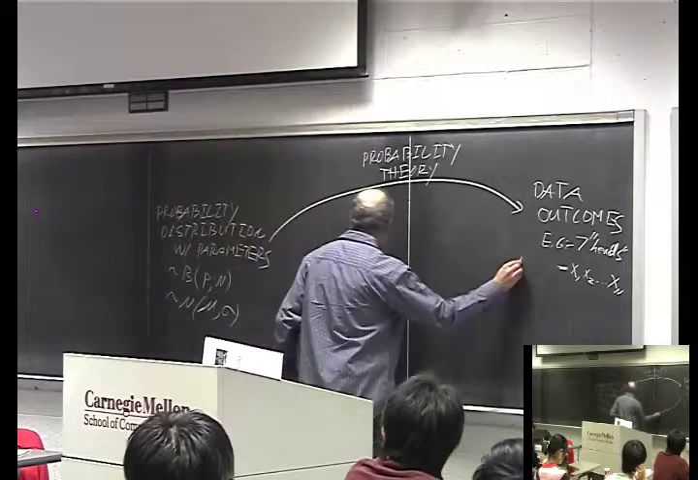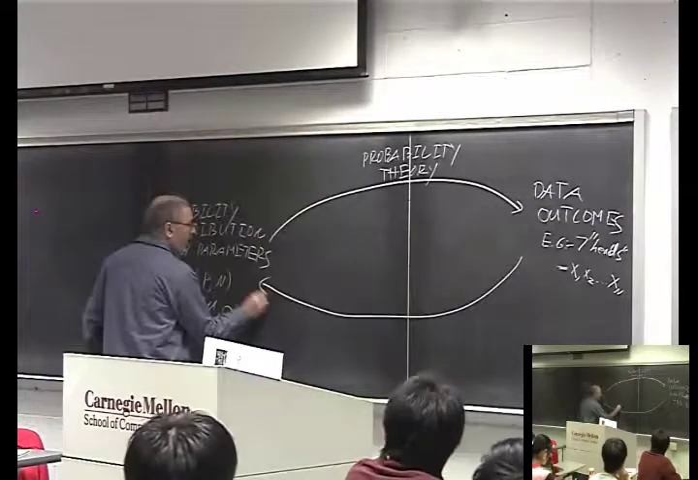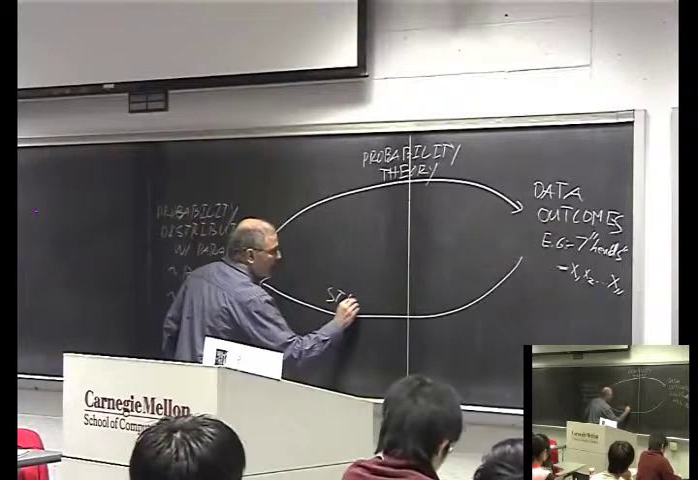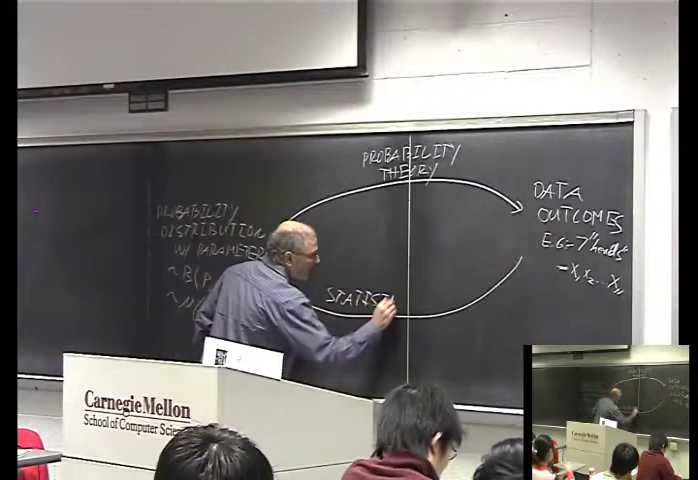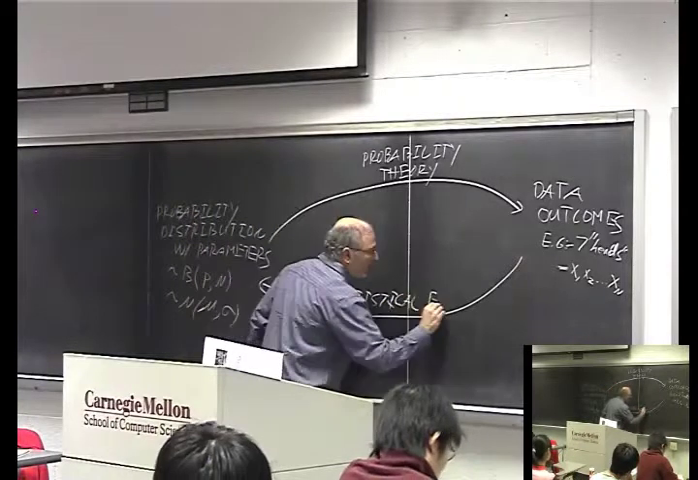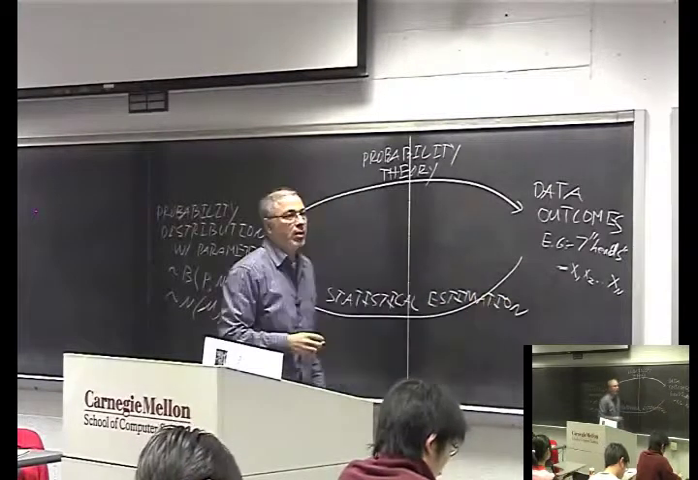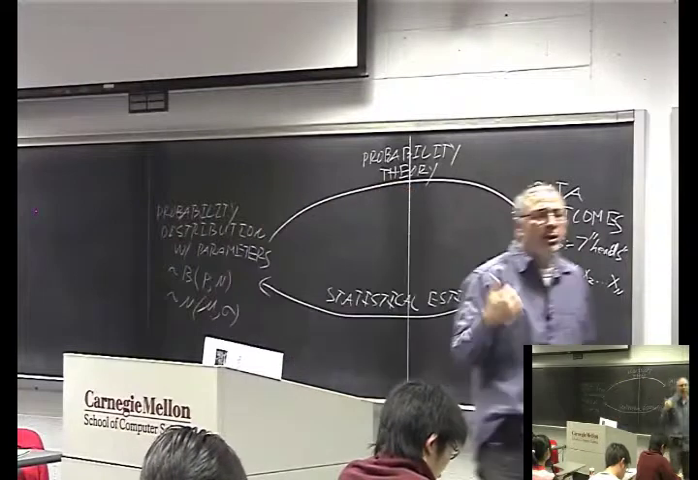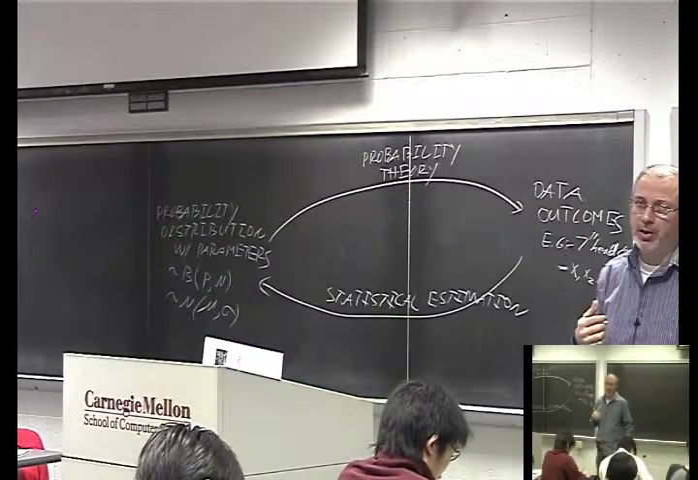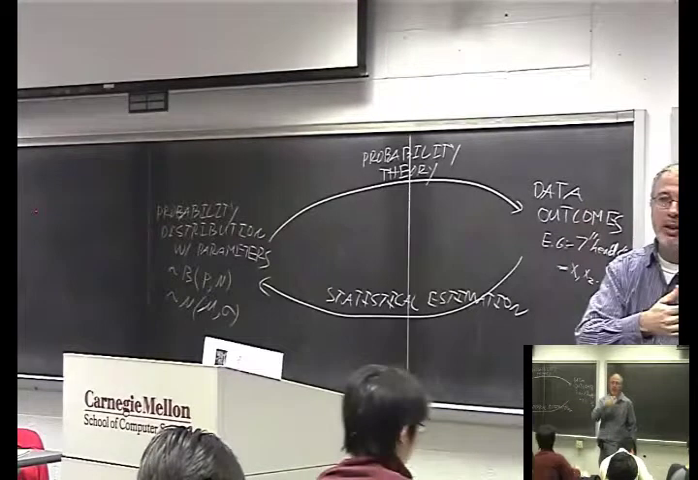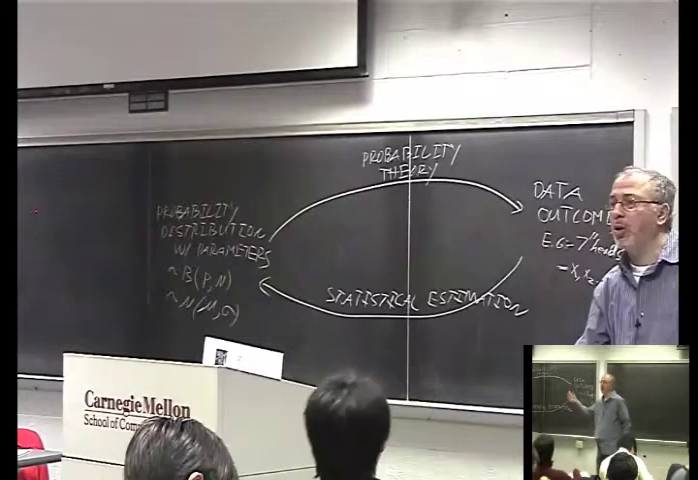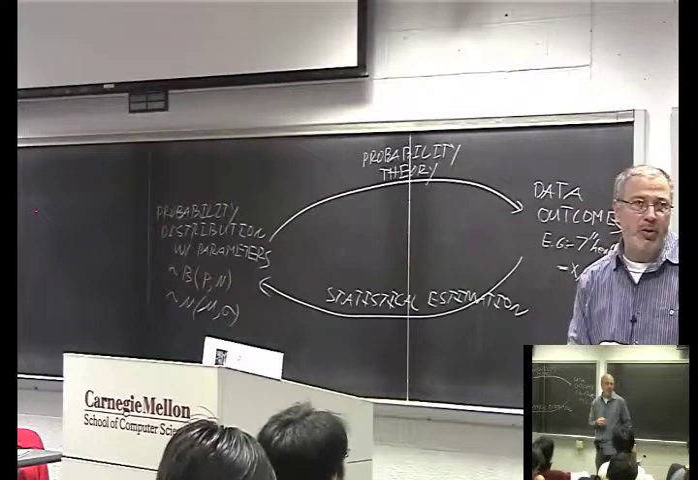So this goes from here to here, and this is called statistical estimation, or statistical estimation theory. And this is the relationship between probability and statistics. One goes from distribution to possible data, the other one goes from an actual data set to possible values of the parameters.